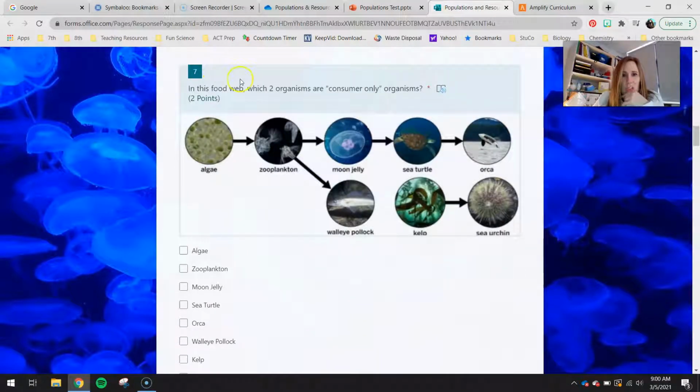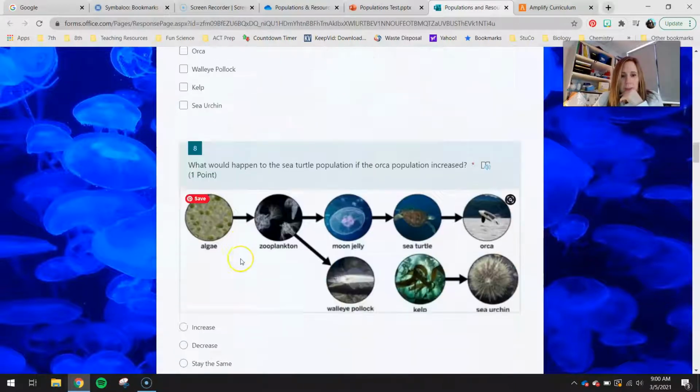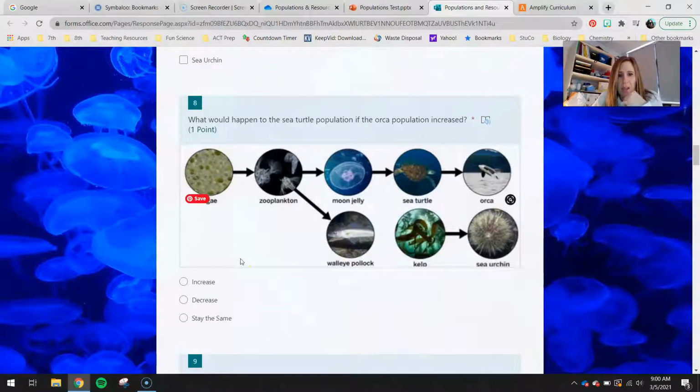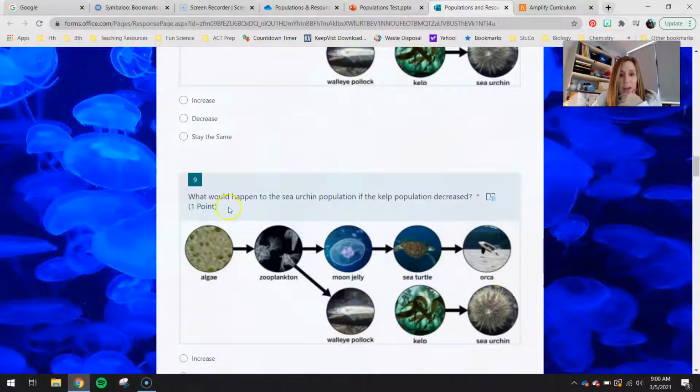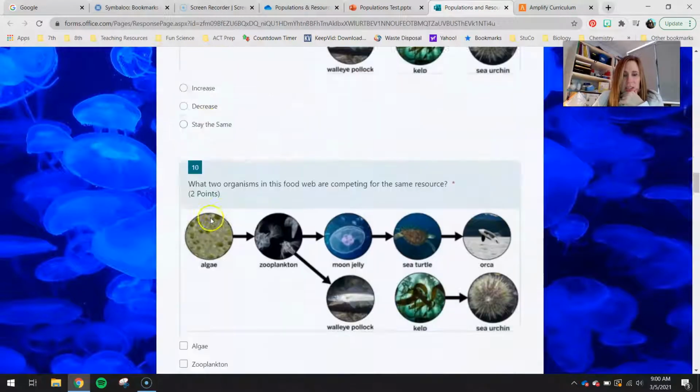And same with this one, which 2 organisms are consumer only? So they're only consumers. Again, there's 2 answers there. Check 2 to get your credit. What would happen to the sea turtle population if the orca population increased? You're going to tell me either increase, decrease, or stay the same. What would happen to the sea urchin population if the kelp population decreased? Either increase, decrease, or stay the same.